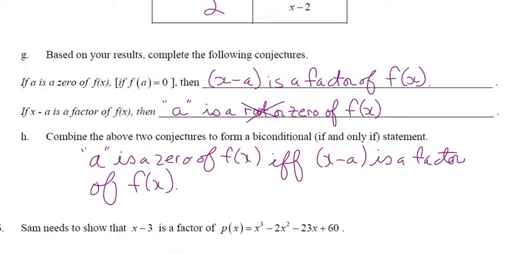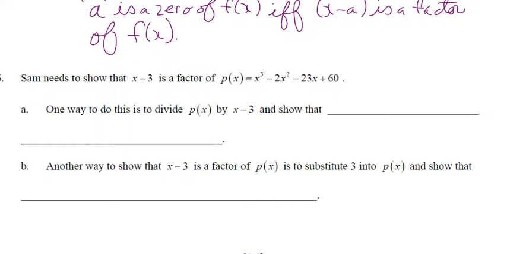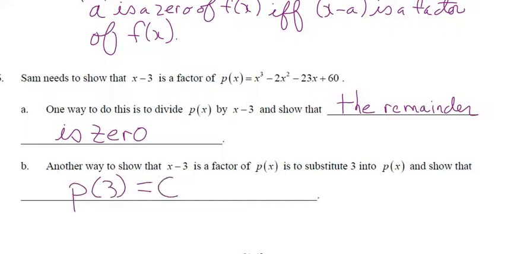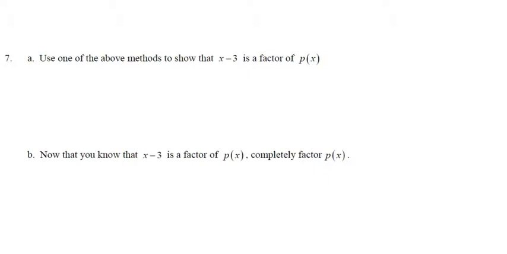Sam needs to show that x minus 3 is a factor of p(x) equals x cubed minus 2x squared minus 23x plus 60. One way to do this is to divide p(x) by x minus 3 and show that the remainder is 0. Another way is to substitute 3 into p(x) and show that p(3) is equal to 0.